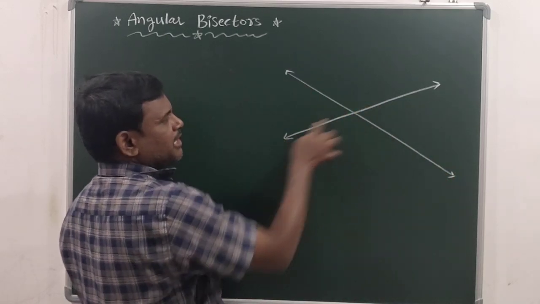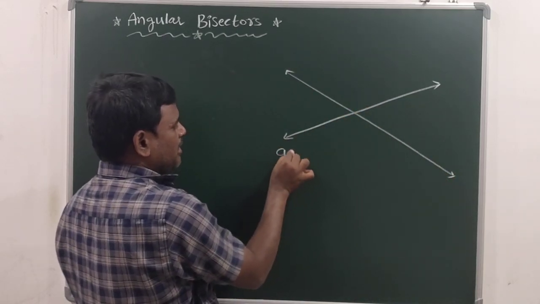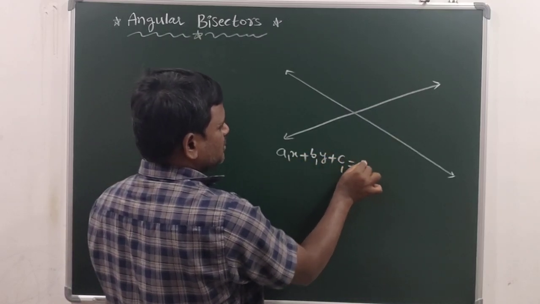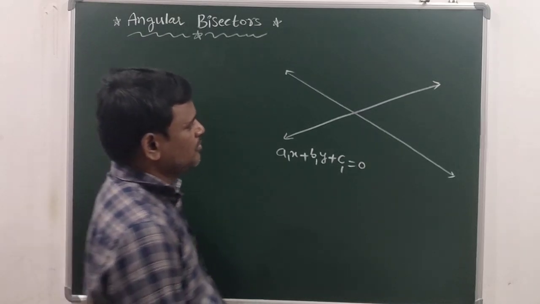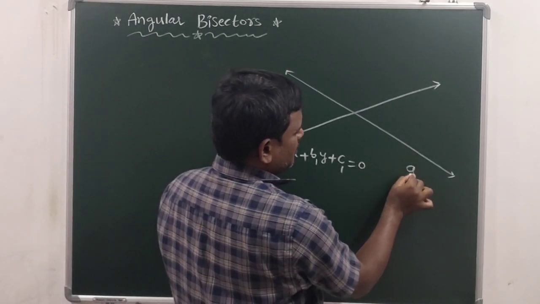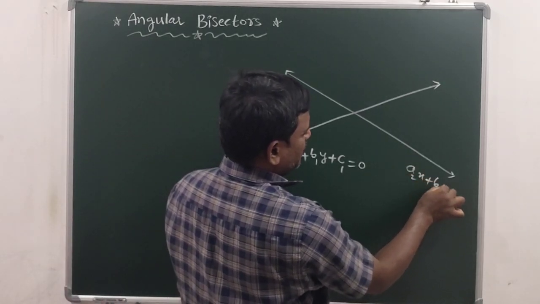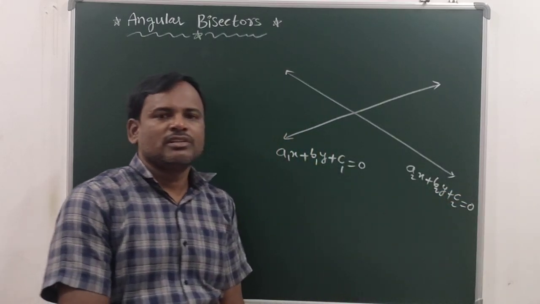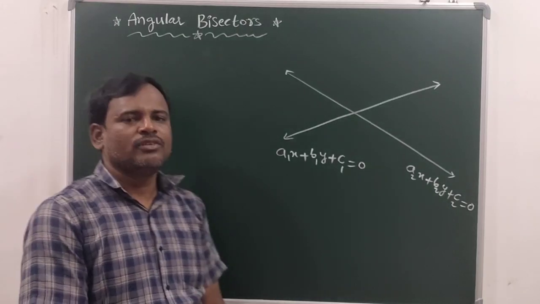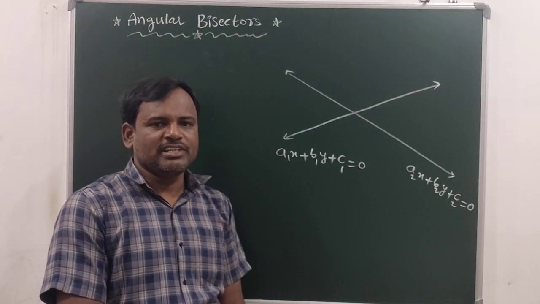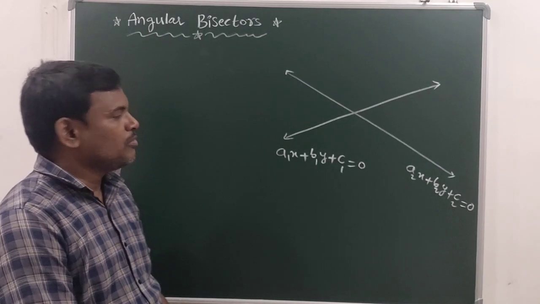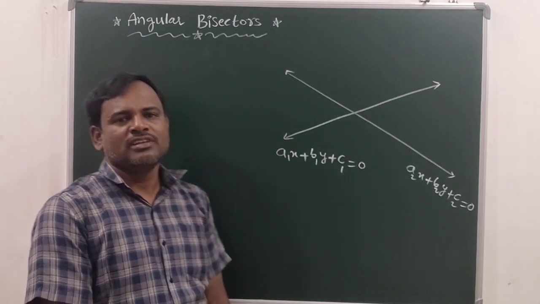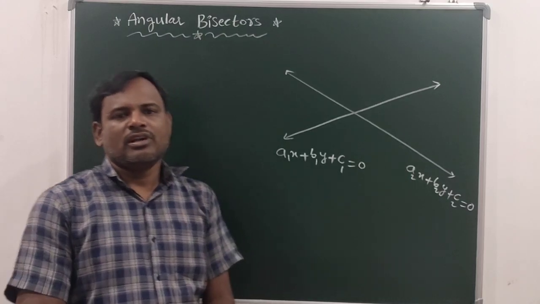Let us say the equation of this line be a1x plus b1y plus c1 equal to 0, and this one a2x plus b2y plus c2 equal to 0. These are the equations of two intersecting lines. Now we would have to find equations of angular bisectors for these two line equations.